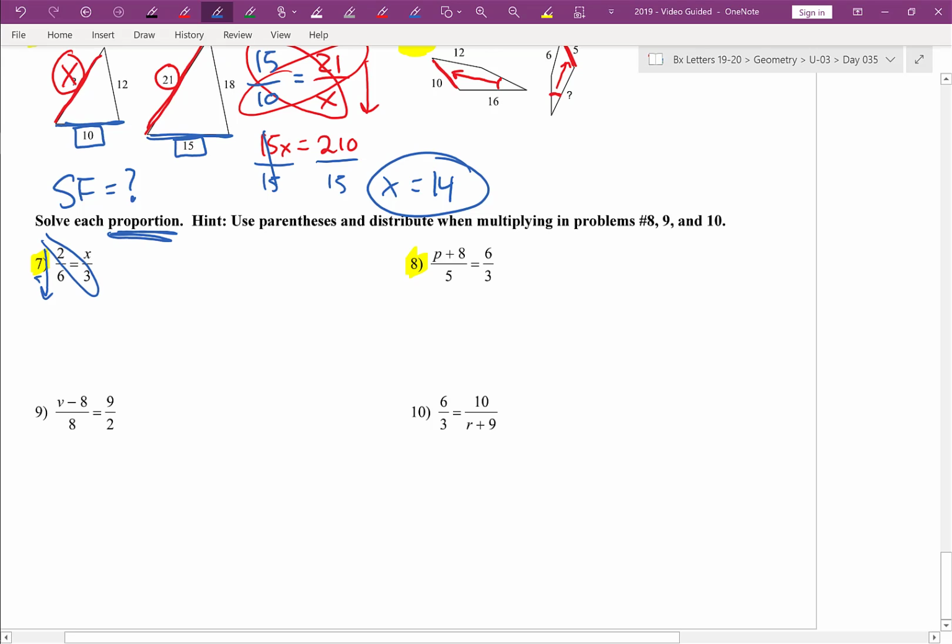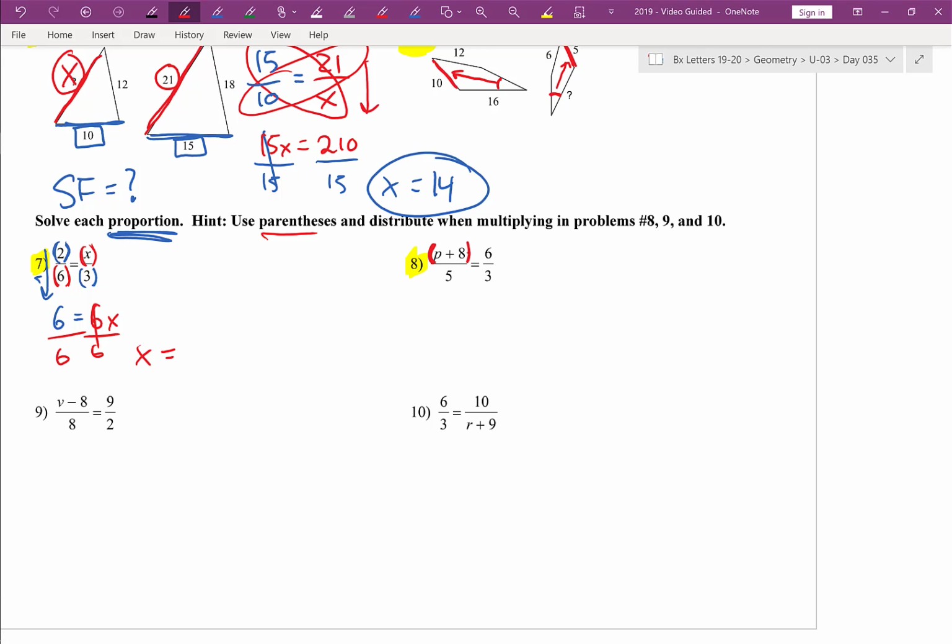Alright, it's still that idea of this entire number times that entire number, 6. It's going to be equal to this entire number times that entire number, 6x. Alright, divide by 6, divide by 6, x equals 1. And now I'm using parentheses because p plus 8 is just one number. It's not two numbers. It's when you know the value of p, it's one number. But right now we don't know it. But we're still going to slap some parentheses around it and treat it as one number.